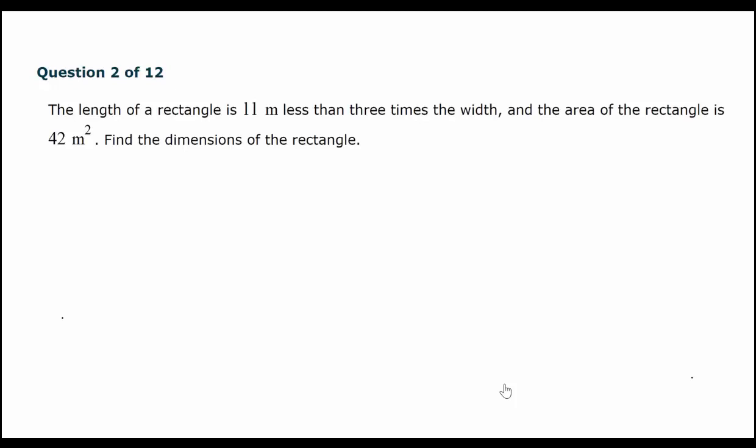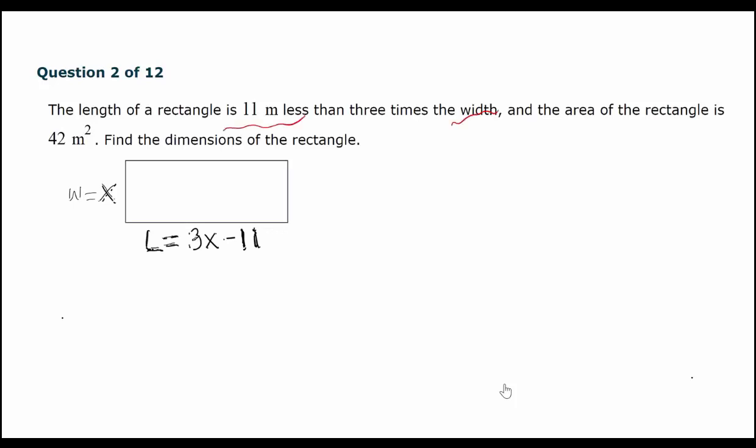So now, if we look at the picture of the question, we are looking for a rectangle, and we know the width before we know the length. The reason is they told the relation of the length with respect to the width. So if I say my width is x, then the length will be 11 meters less, meaning negative 11, than 3 times the width, so 3 times x.